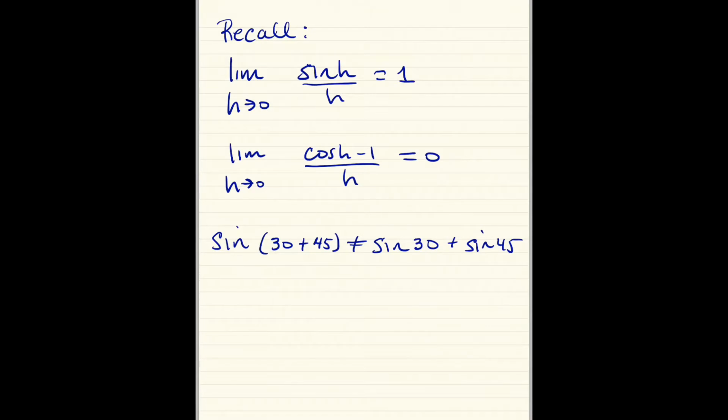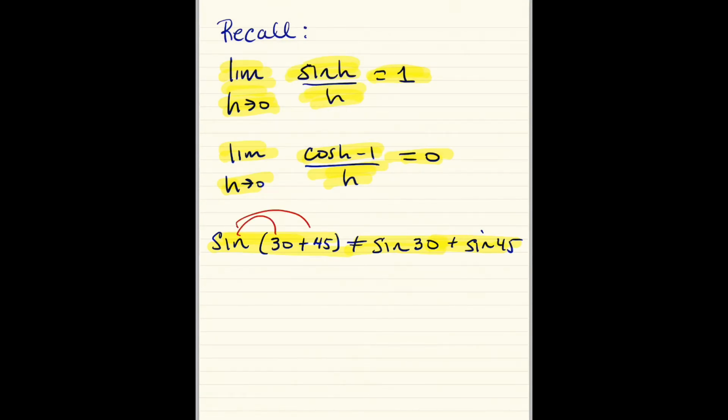Now, I hope you guys remember that from my limit video, the limit as h approaches 0 of sine h over h is 1. And I hope you guys remember that the limit as h approaches 0 of cosine h minus 1 over h is equal to 0. And the most important thing is that I hope you guys remember that sine of 30 plus 45 does not equal the sine of 30 plus the sine of 45. In other words, you're not allowed to distribute to the angles, okay?